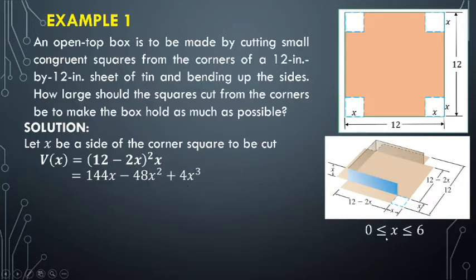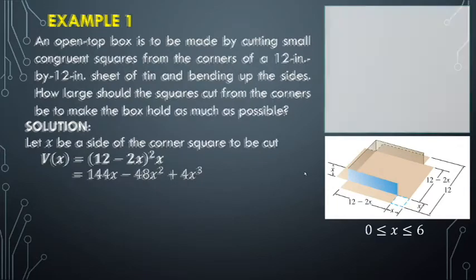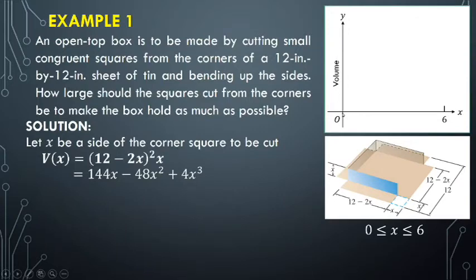So make sure lang na yung x natin is from 0 to 6, because hanggang 12 lang yung ating size ng sheet of tin. So meaning hanggang kalahati lang yung pwede mong i-cut na dalawang corner squares. So that is, hanggang 6 lang yung size ng x. From 0 to 6 only. So that is our domain for the values of x. Okay? Now, to graph that, we have from 0 to 6 yung ating values of x.